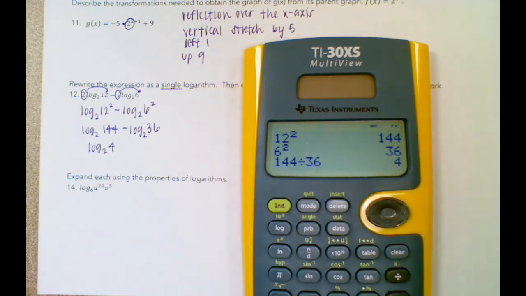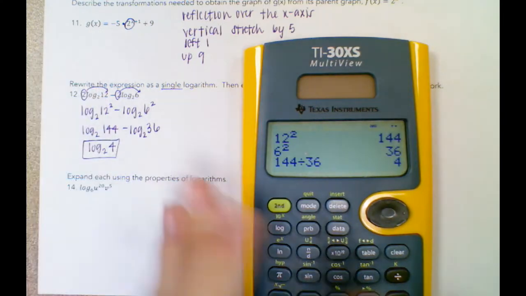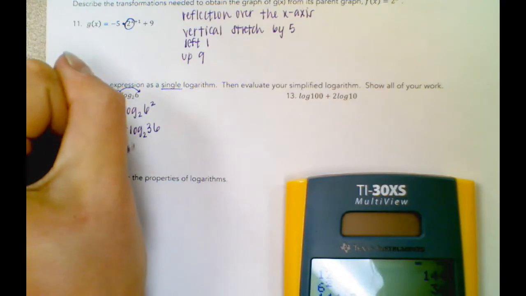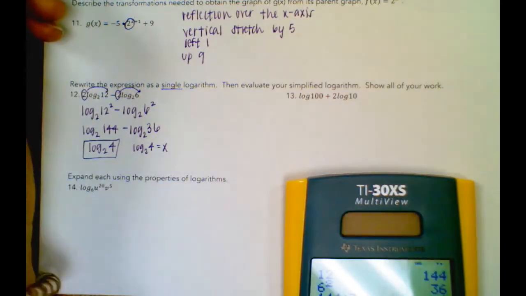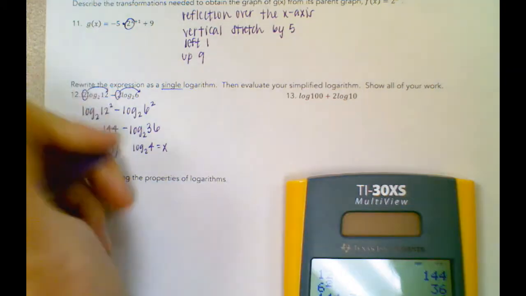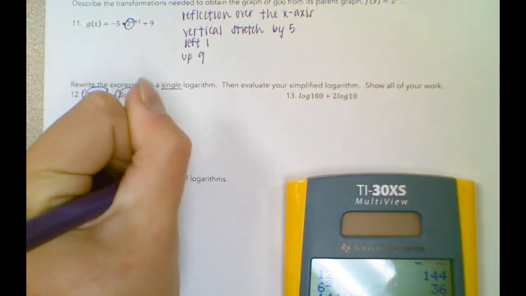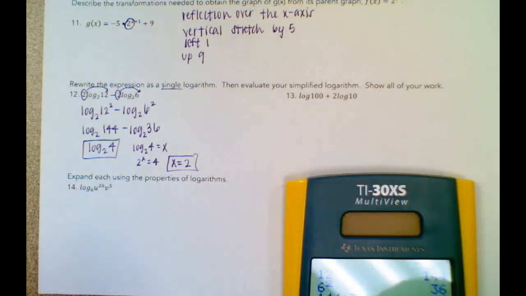Does that make sense? So this is the single log. That answers the first part. Then it says evaluate your simplified logarithm. So I'm going to take log base 2 of 4 and set it equal to x, and basically what I did on problems 5 through 10 up above. So 2 to the x equals 4, so x has to equal 2. 2 squared is 4. Okay?